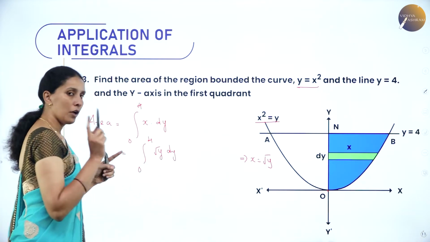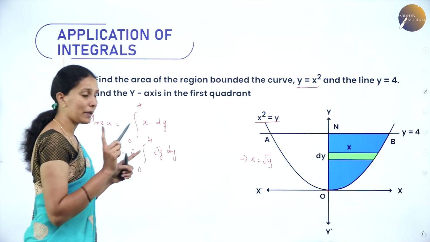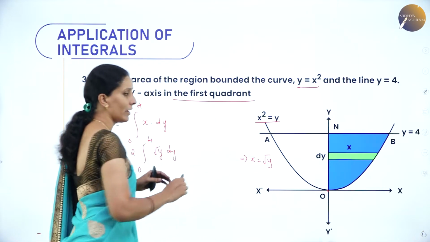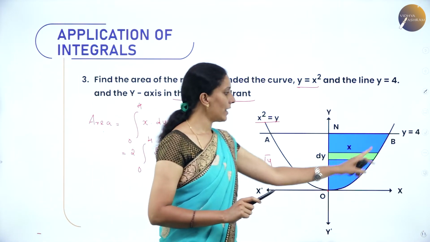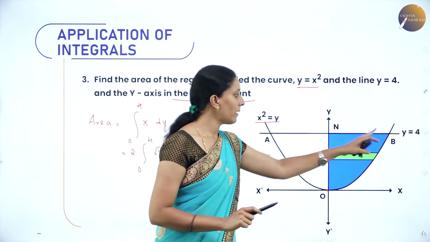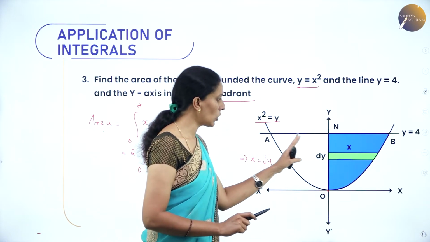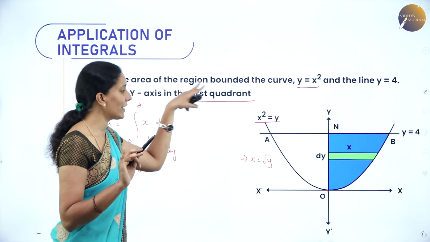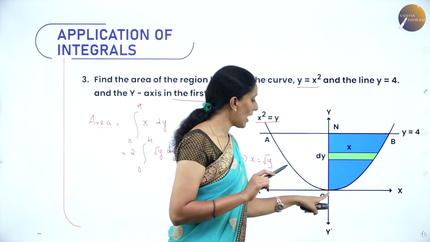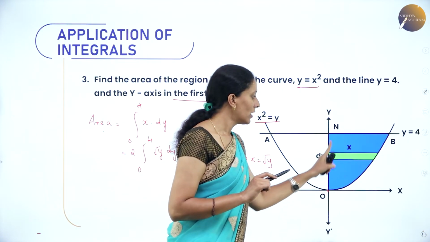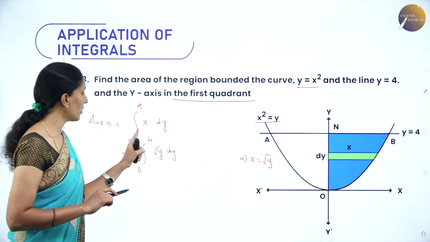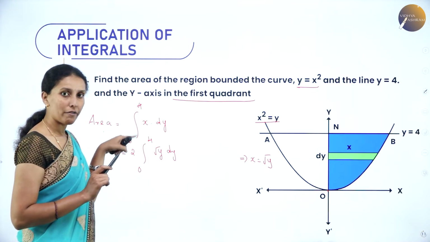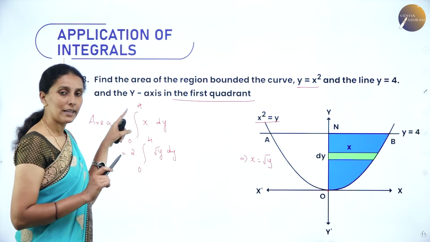Why have I not written 2 times here? Because they have asked you only to calculate the area in the first quadrant. If they had asked you to find the area of the parabola bounded by the line y is equal to 4, then you would have to include the complete area. But since they have strictly asked you to find only the area in the first quadrant, the region lies from 0 to 4. Here I have taken x into dy because the limits are for y. So whenever the limits are for y, it is x into dy.